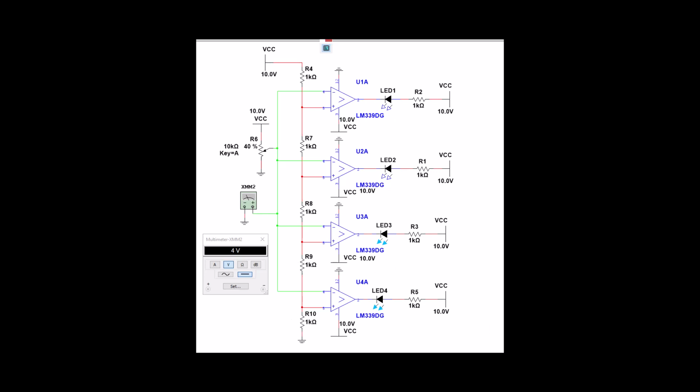Let's keep going. There's 6 volts. 1, 2, 3 times 2, 6. So our LED's on. Let's keep going. And 8 volts. Let's go a little more. There we go. And 1, 2, 3, 4, so 8 volts, and we have all our LEDs on.